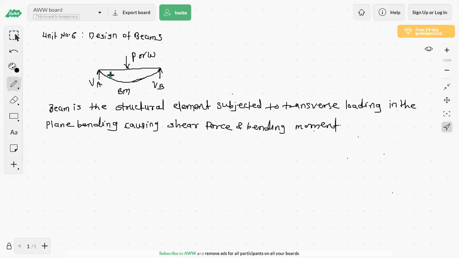So here Va and Vb are nothing but shear forces, and due to this deflection delta, the bending moment is generated. Okay, so this is related to the beam.